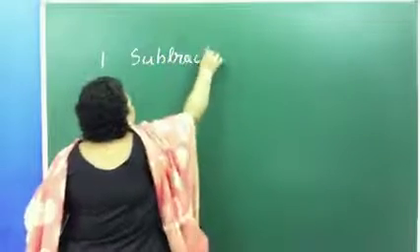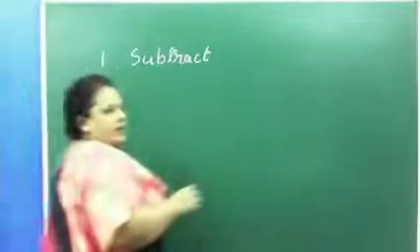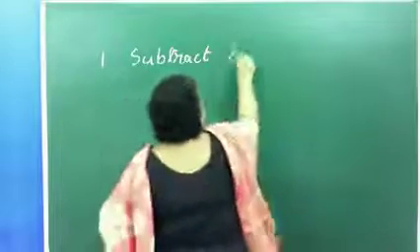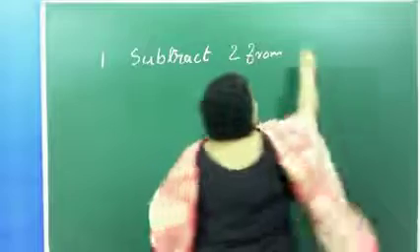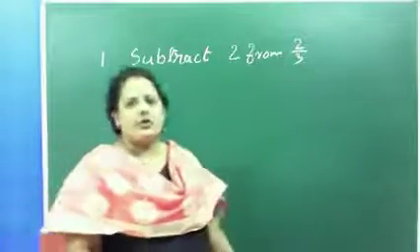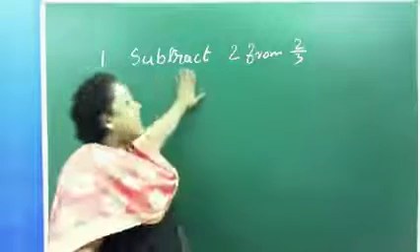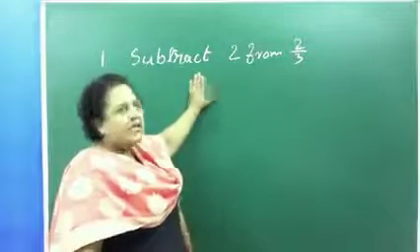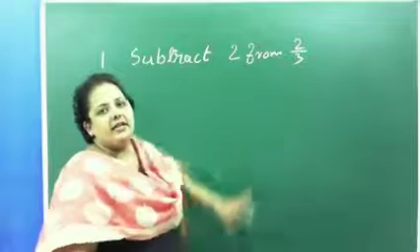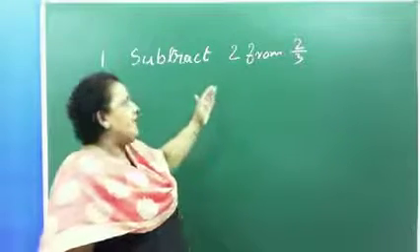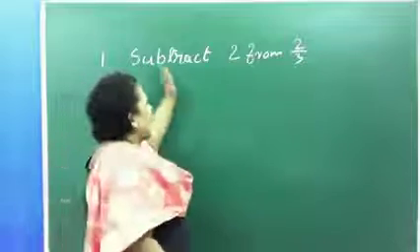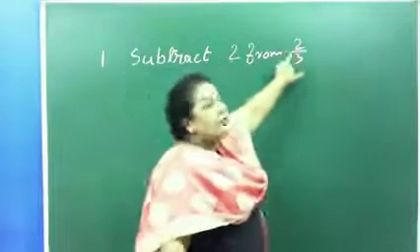Subtract 2 from 2 by 3. Subtract 2 from 2 by 3. This is in the form of a statement, right? You have to write it in the form of a number, in the form of a figure. How can you write this? You have to subtract 2 from 2 by 3.